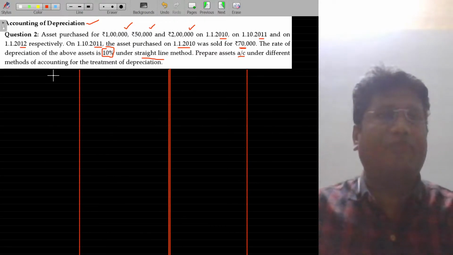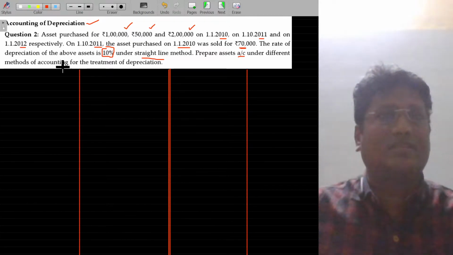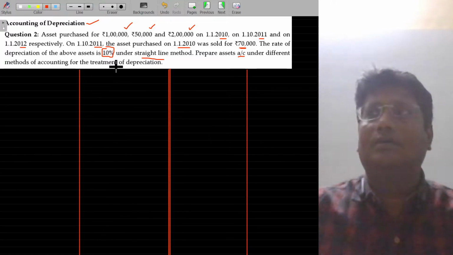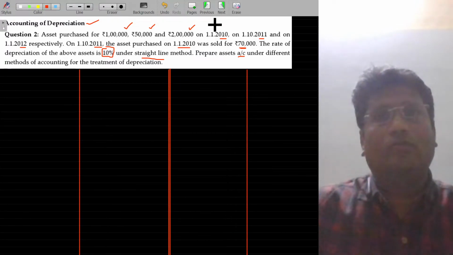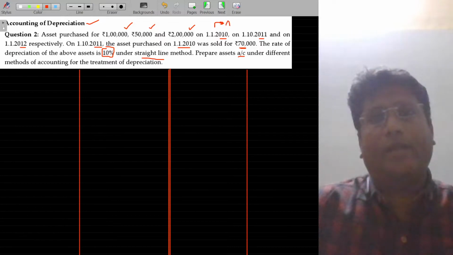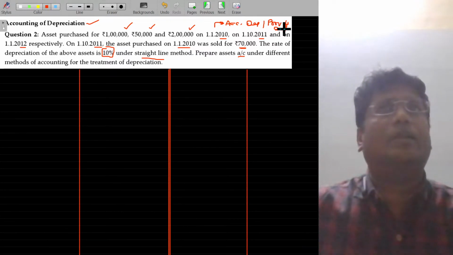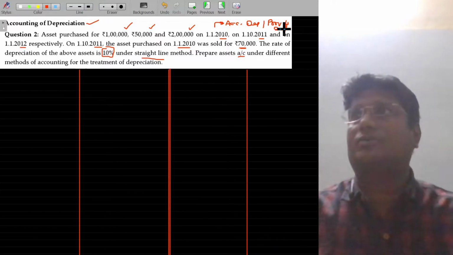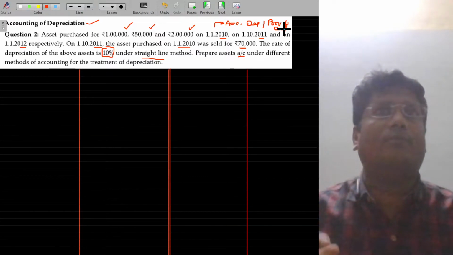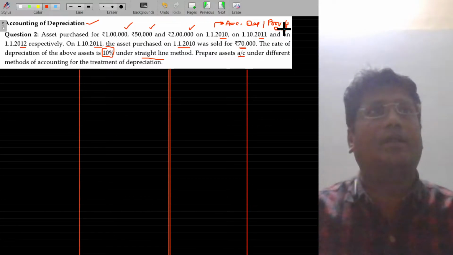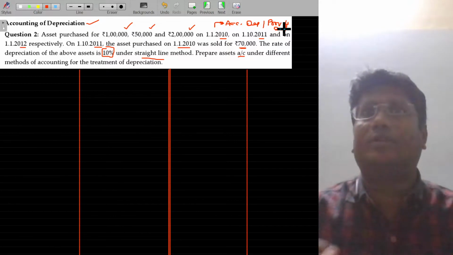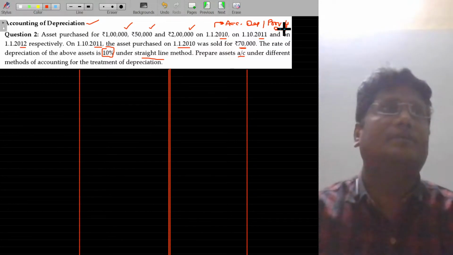Prepare asset account under different methods of accounting for the treatment of depreciation. In this illustration, I am going to follow the accumulated depreciation account model, otherwise named the provision for depreciation model. Whatever the depreciation, it will be transferred to the provision for depreciation, where it is going to be accumulated. On sale of the assets, the asset is going to be discarded, and accumulated depreciation on that asset up to the date of sale should also be discarded. Right.